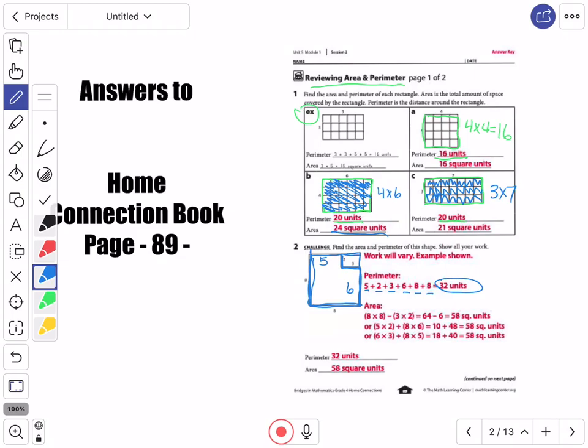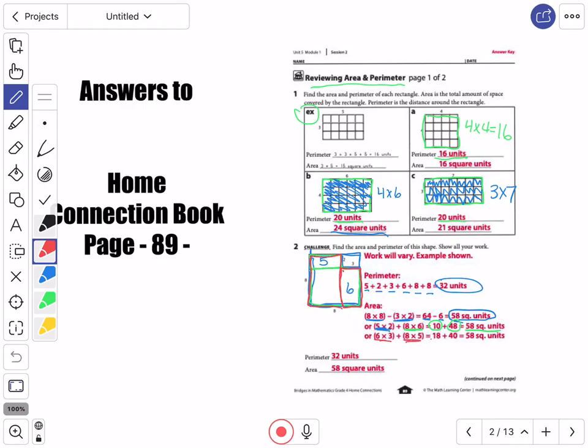Now to find the area, you could take 8 times 8, which is 64, minus this 3 times 2, which is this little piece that isn't really part of the shape. So 64 minus 6 would be 58 square units. Or you could think 5 times 2, which is right here, plus 8 times 6. If you added the areas of those two, that would be 10 plus 48, which would also give you 58 square units.